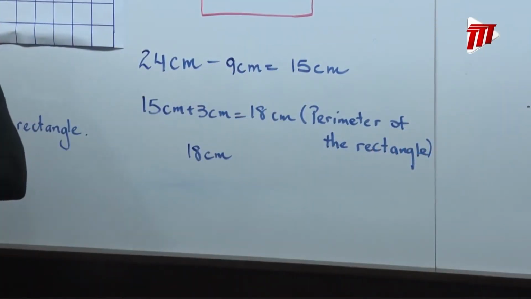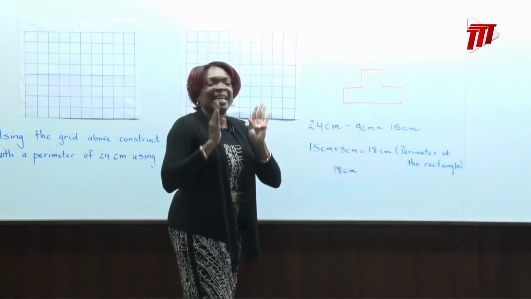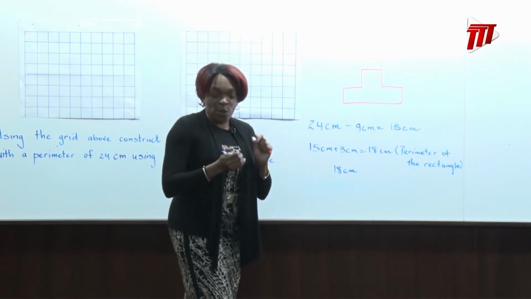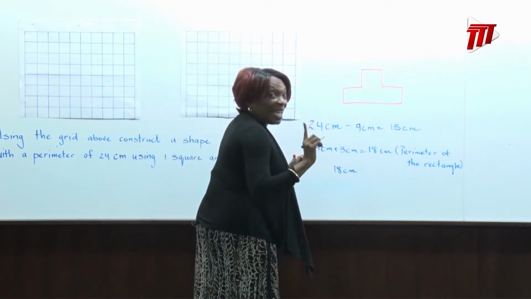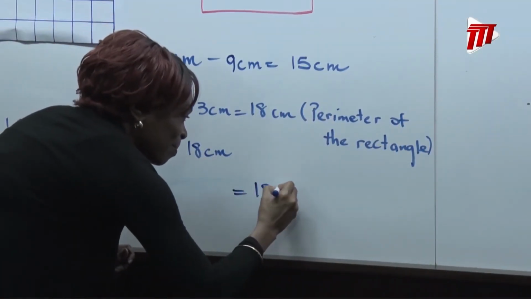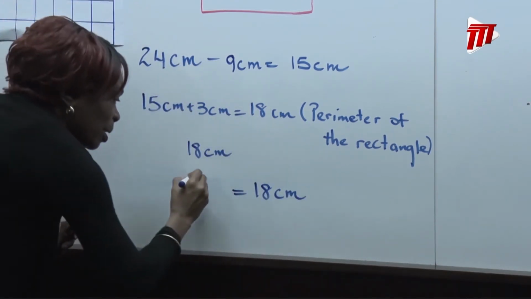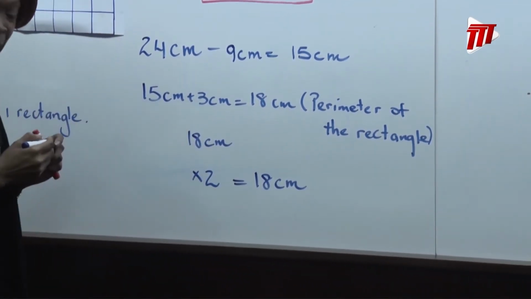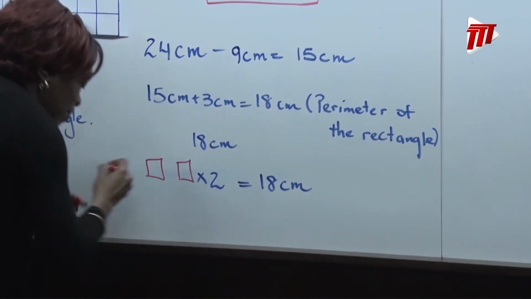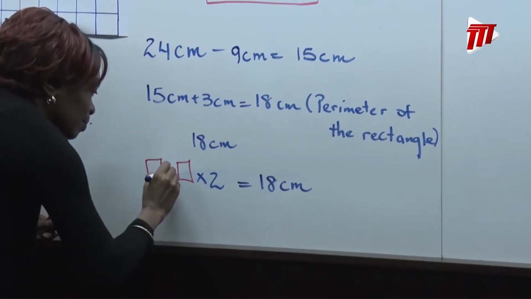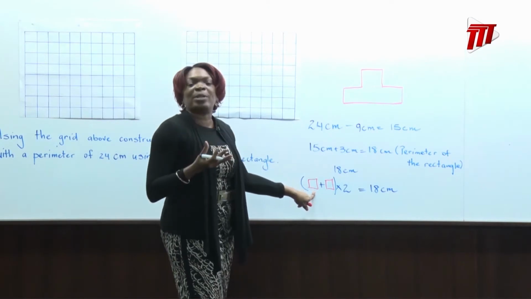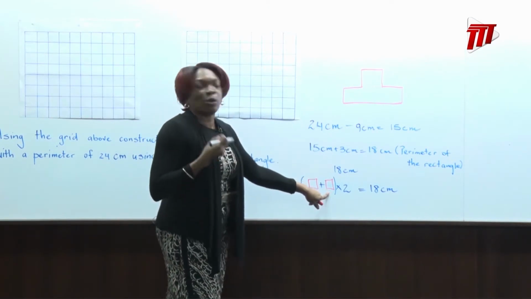So we are going to work backwards now. We want to identify what length and what breadth will give us that 18 centimeters. So work with me now. We want to get 18 centimeters in the end, so I'm starting from the end first. We said we must multiply by 2, length add breadth multiplied by 2. So I'm going to put a box to represent. Are you seeing that, boys and girls? The first box can represent your length, and the second box can represent the breadth.